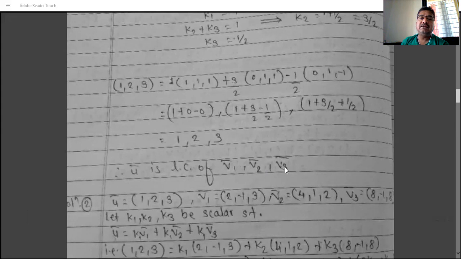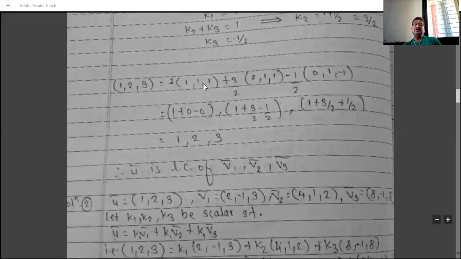If we do not have the values of k1, k2, k3, then we say u bar is not a linear combination of v1, v2, v3. So don't write these two steps. In order to tally this is correct, then we write these two steps roughly, that is multiply by 1, multiply by 3 by 2, multiply by minus 1 half, and then the addition and subtraction is equal to again the same answer (1, 2, 3).